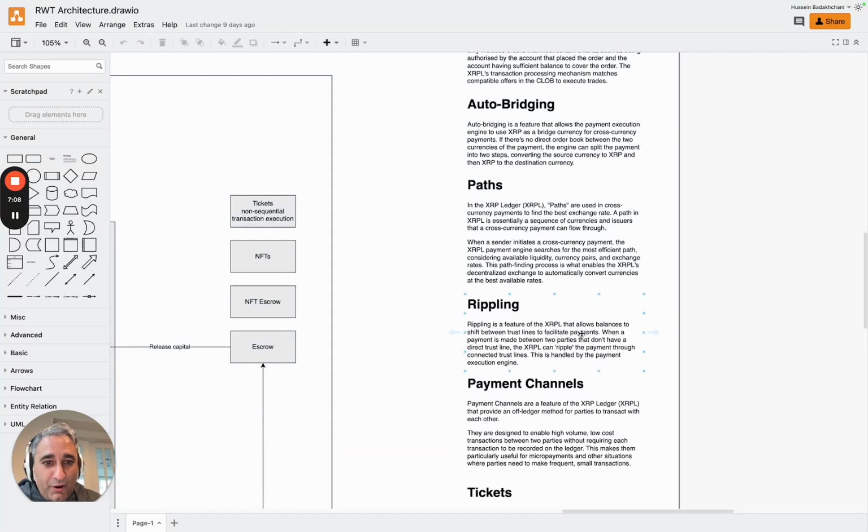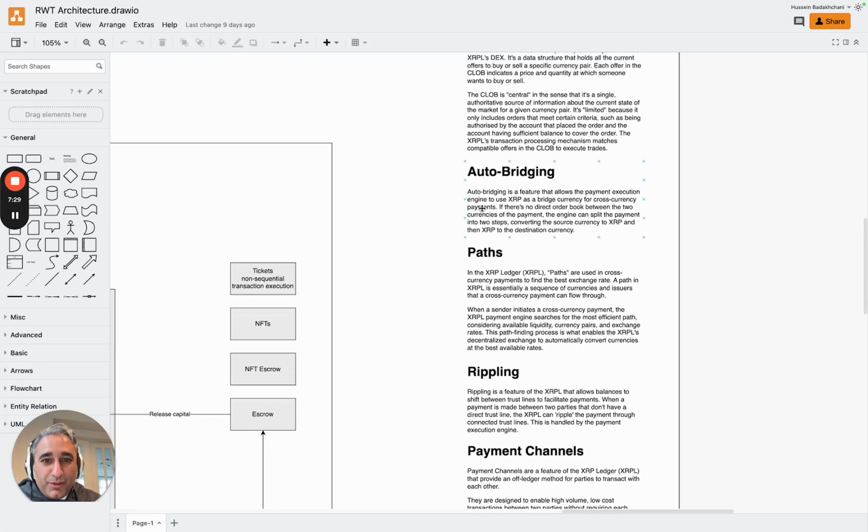Rippling is a feature of the XRPL that allows balances to shift between trust lines to facilitate payments. When a payment is made between two parties that don't have a direct trust line, the XRPL can ripple the payment through the connected trust lines. This is handled by the payment execution engine. And then auto bridging. Auto bridging is a feature that allows the payment execution engine to use XRP as a bridge currency for cross-currency payments. If there's no direct order book between the two currencies of a payment, the engine can split the payment into two steps, converting the source currency to XRP and the XRP to the destination currency.